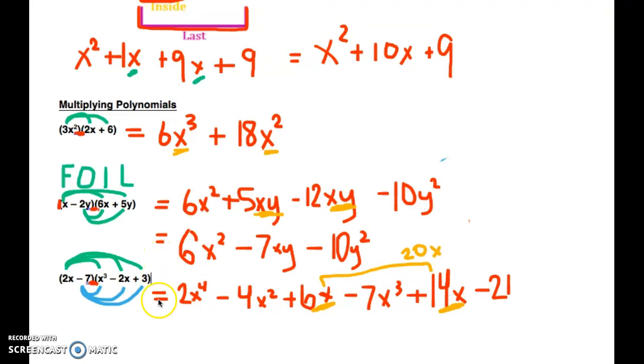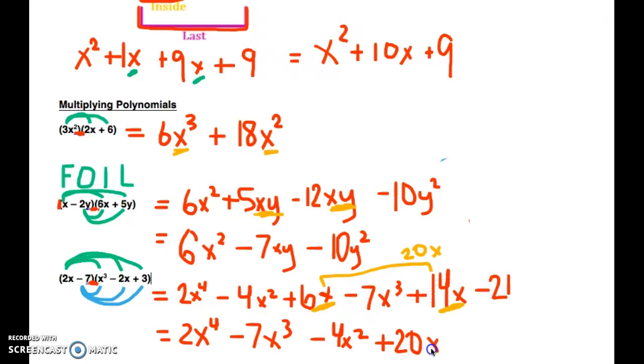So let's rewrite our polynomial from highest terms to lowest terms, or highest degree to lowest degree, pardon me. 2x to the fourth goes first. I have an x to the third. That will go next. Alrighty, my next one will be an x squared term, so we'll put minus 4x squared. That goes next. Then I have my combination with my 6x and my 14x, so I have my positive 20x right here, and then minus 21 at the end.